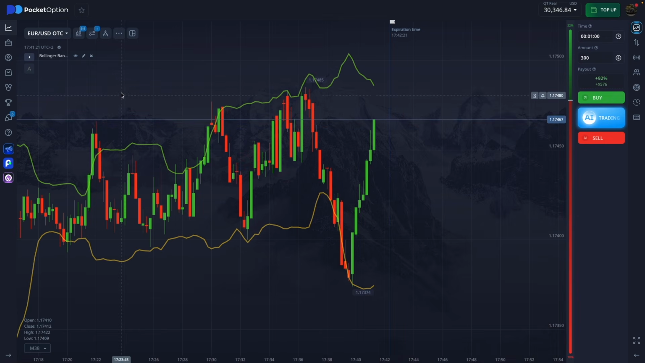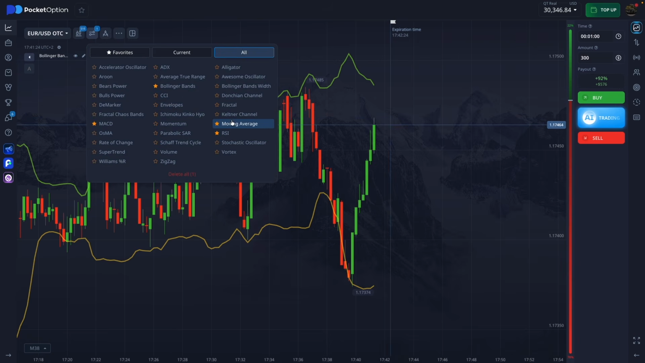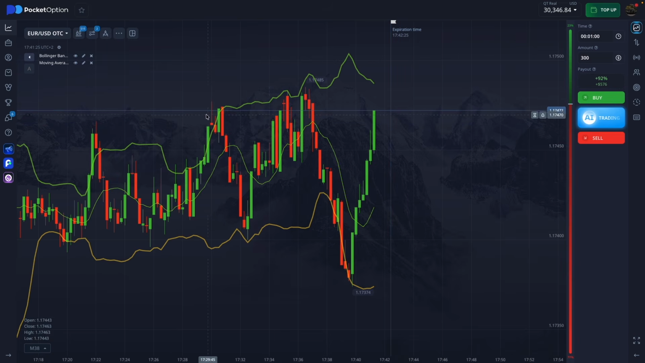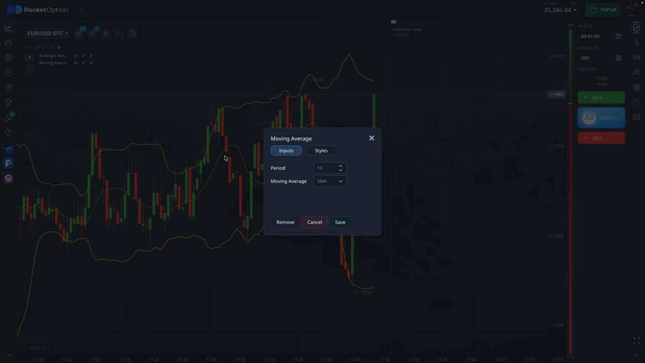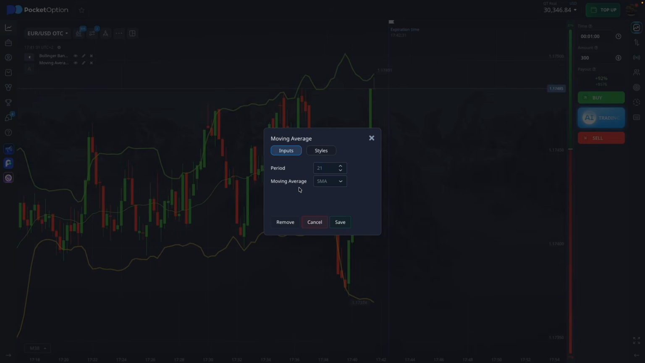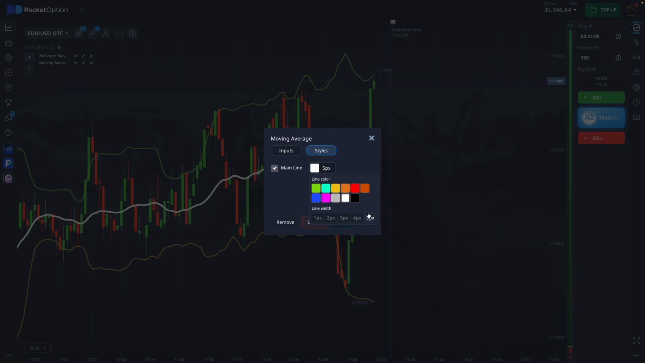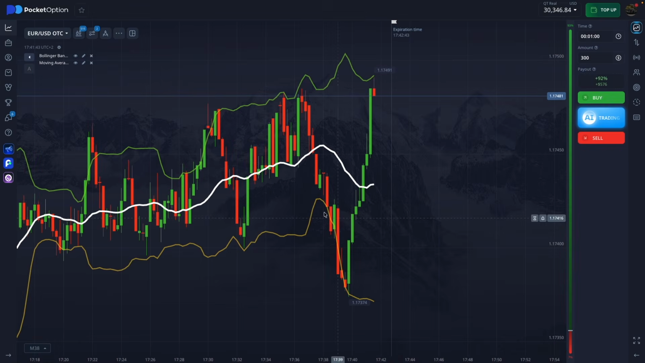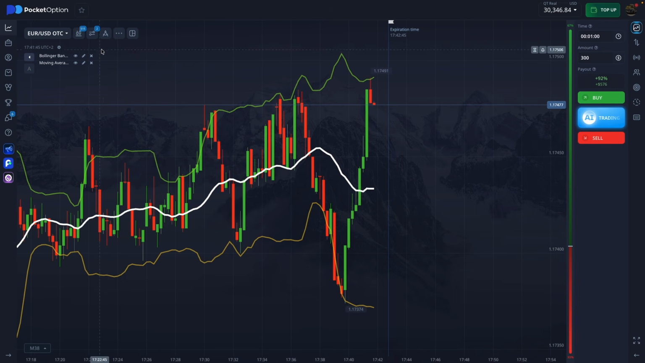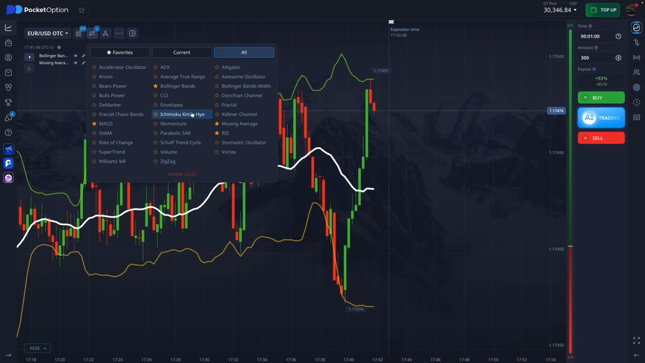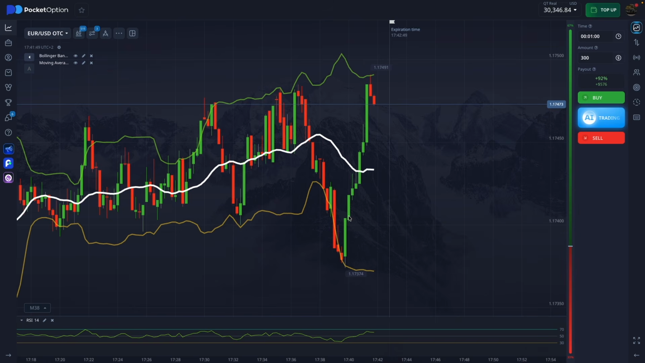The next indicator I will use today is the moving average. I add this moving average to the chart, then go to the settings here and increase the period to 21. I leave the moving average type as SMA. Then I go to the styles, and here I also repaint this line and make it a little thicker, just so I can see this line on the chart. Then I click on the Save button and add the third indicator, which is called RSI.